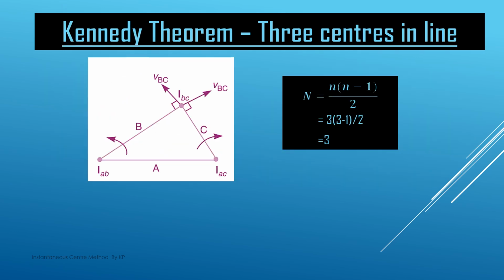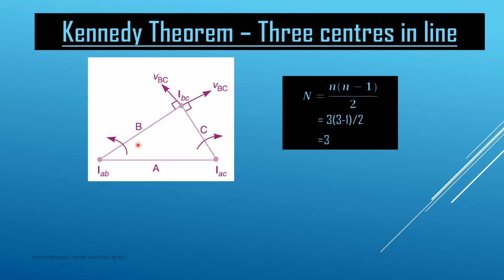A very important theorem is called the Kennedy theorem or three center in line theorem. It says that when we have three links moving relative to each other, their ICs lie on the same line. So let us also prove this. Suppose here we use the formula N equals n into n minus 1 divided by 2 to find the number of ICs. The small n value is 3 in this case. That is 3 into 2 divided by 2, which comes out to be 3. So there are 3 ICs.